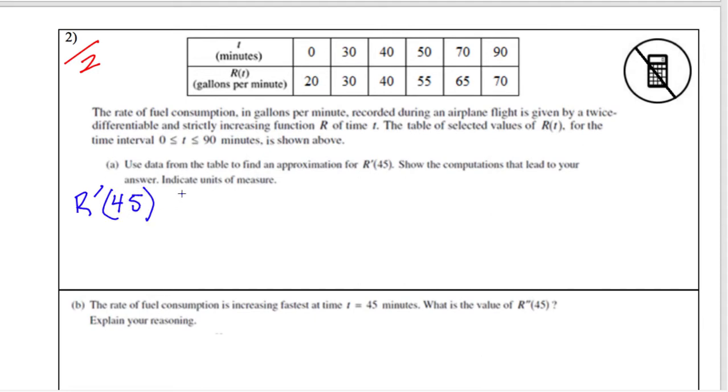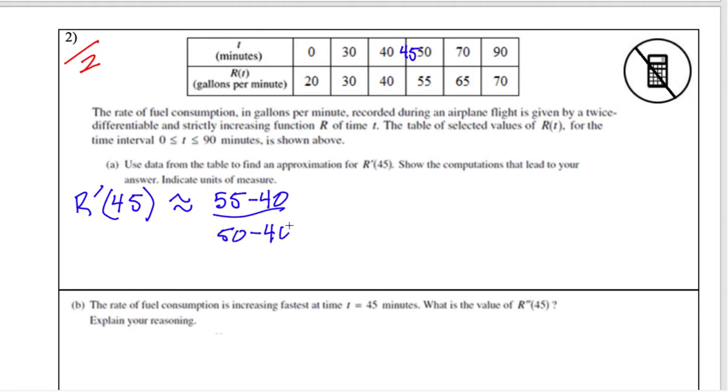R prime of 45 is going to be approximated by looking at 45. So 45 is right here, in between 40 and 55. So I'm going to say 55 minus 40. I'm using the secant line. 55 minus 40, all of this divided by the t coordinates, 50 minus 40.